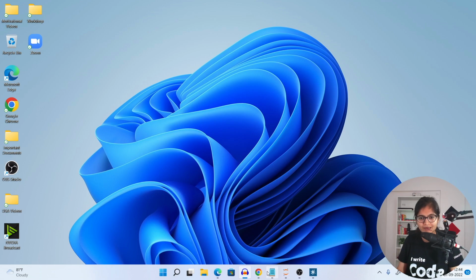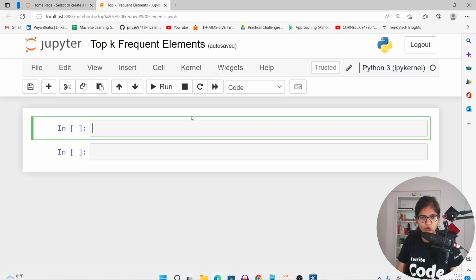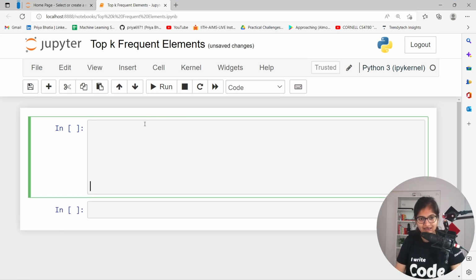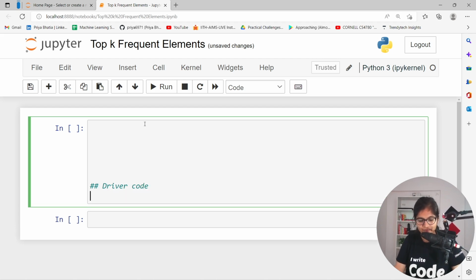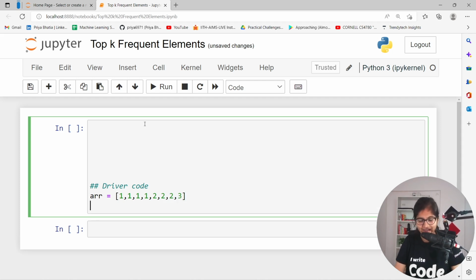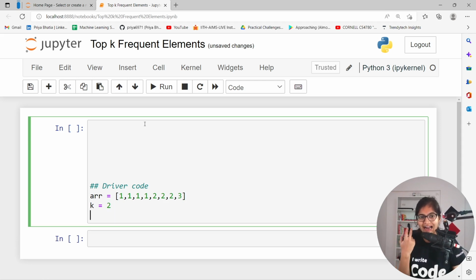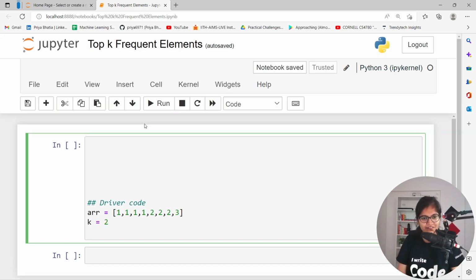Okay, let me open the Jupyter notebook here. So, top k frequent elements. First of all, let me write the driver code here. In the driver code, we can take the array, for example, 1, 1, 1, 1, 2, 2, 2, and 3. This is the array that I have, and the value of k equals 2. It means I want the topmost 2 frequent elements here, right? I hope this is clear.